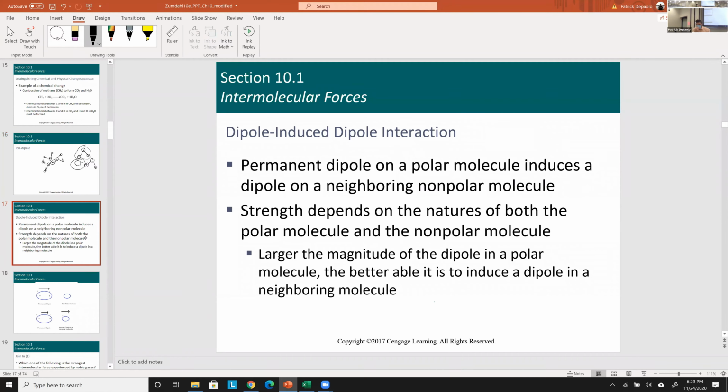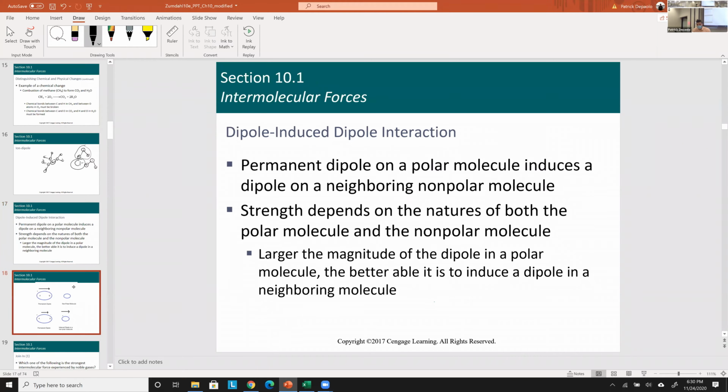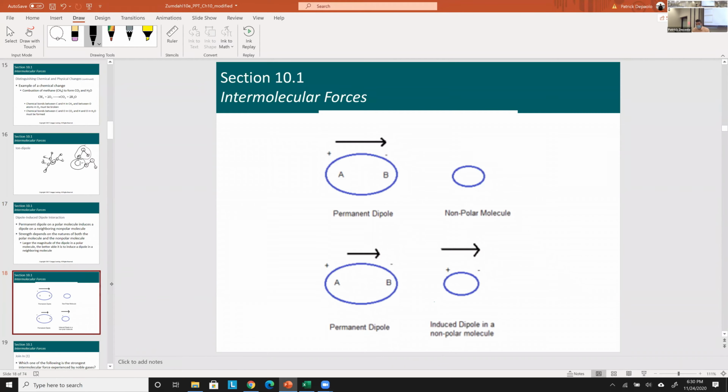Okay, so that's the third technical type. Then we have a fourth one, which is called the dipole-induced dipole. So let's say you have a polar molecule and a non-polar molecule that come close together. Don't worry about copying everything down. Let's just look at the picture. So if you have a permanent dipole that has a plus and a minus, it comes in close contact to a non-polar molecule like a gas, like N2, for example.